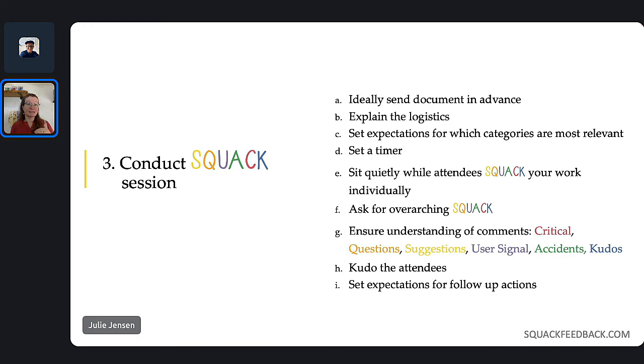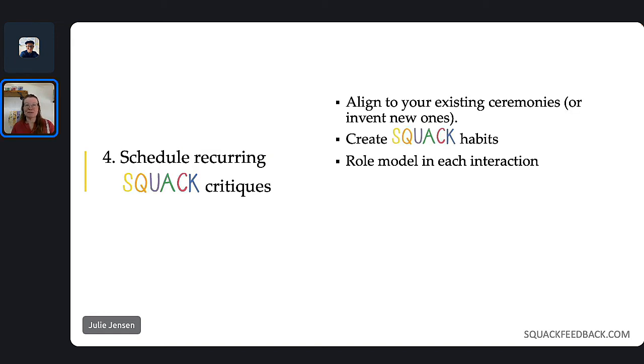You are not necessarily required to respond in that Squawk session. You need time to think about it. You need time to think about those suggestions and figure out what the process is going to be to solve those criticals, right? Make sure that you kudo the attendees and you set expectations for follow-up actions. Whew, lots of talking here.